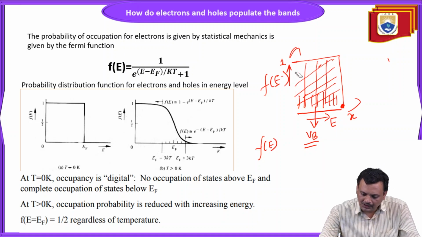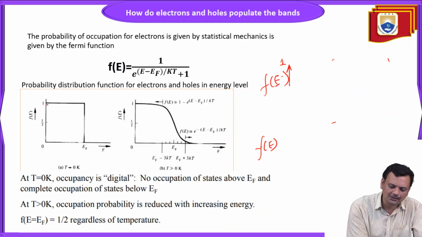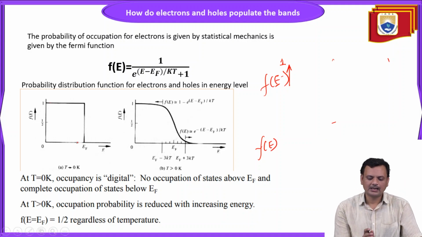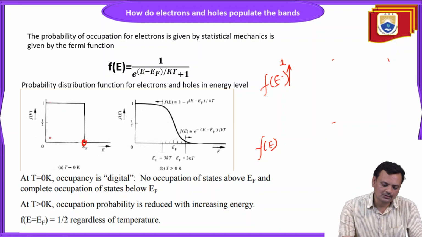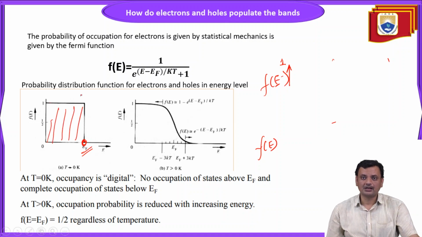So in this case your probability function is a kind of step function. It has a value of 1 up to a certain energy value. Up to this energy value, all the energy levels are filled, completely occupied.